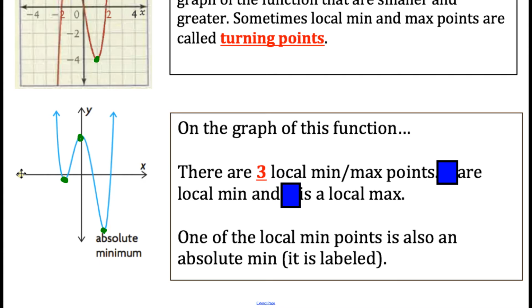Of those local min or max points, how many of them are local mins? This one and this one. Two of them are local mins, and one of them is a local max, this one. One of the local min points is also an absolute min, and it's labeled for you right there.